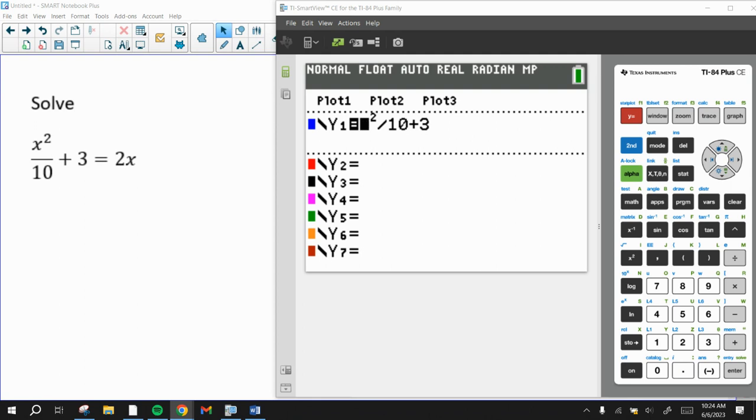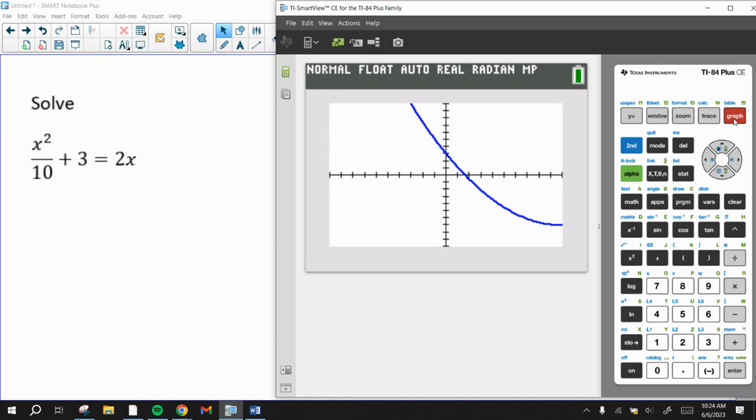So here we go. So x squared over 10 plus 3 minus 2x. So the x-intercept of this equation will give me the zeros or the solutions to this equation. So here they are. Well, I have one obvious one, and that's between 1 and 2. So we're looking in this area right here.